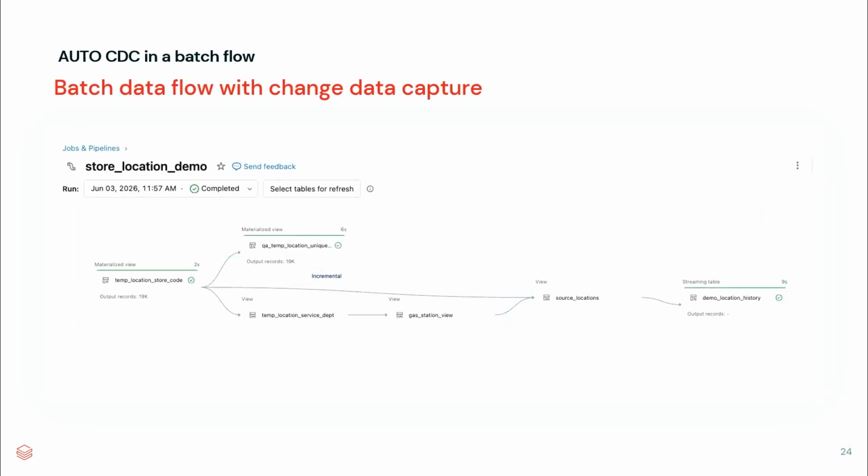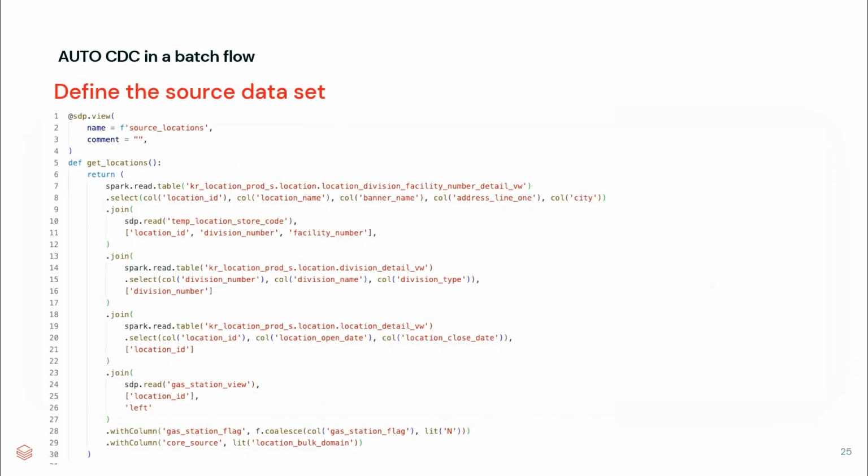So again, here's our data flow. We're going to do a batch read on those 7 views, apply AutoCDC to detect changes, and write that into a type 2 slowly changing dimension as our target table. Again, 3 pieces of code. There's the source, the target, and the merge mapping.